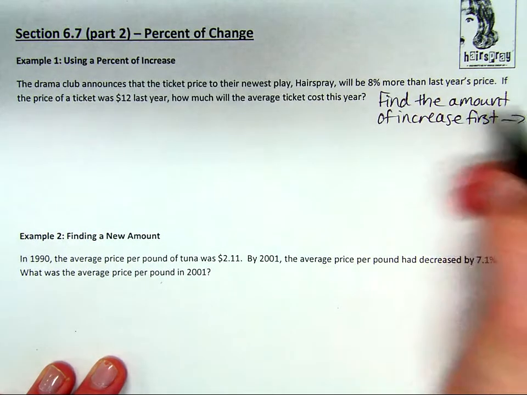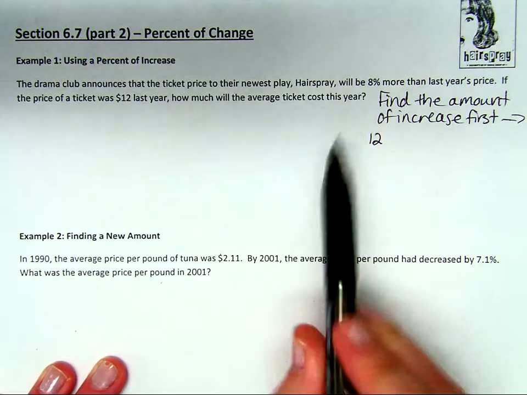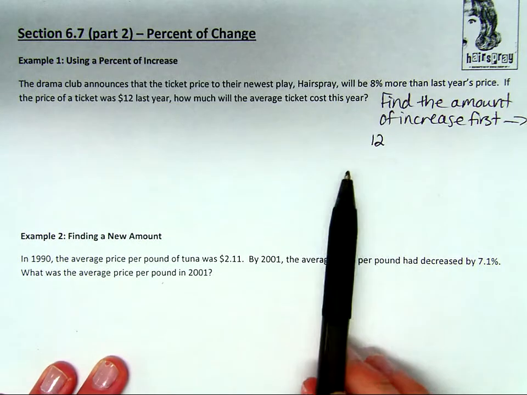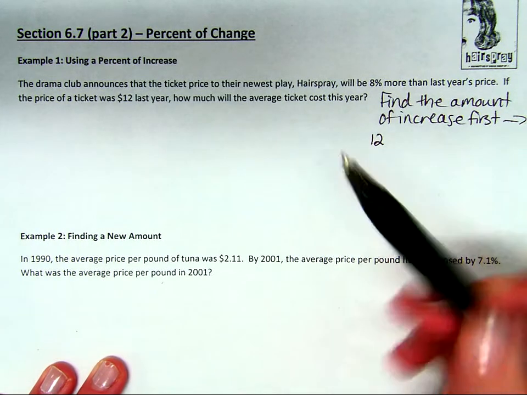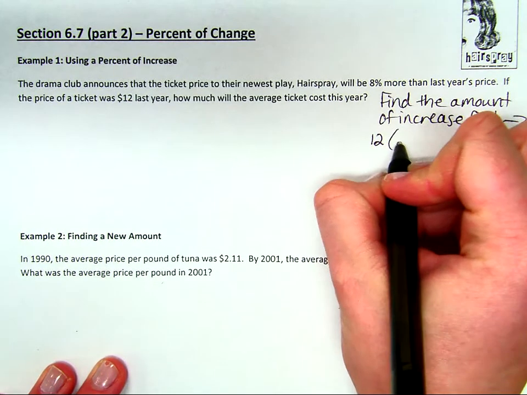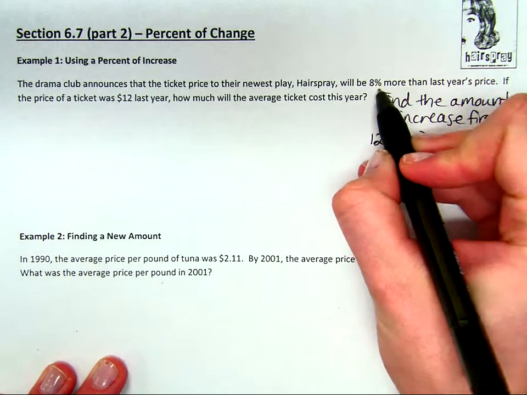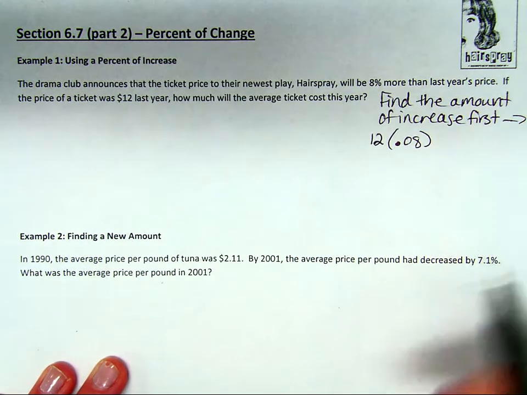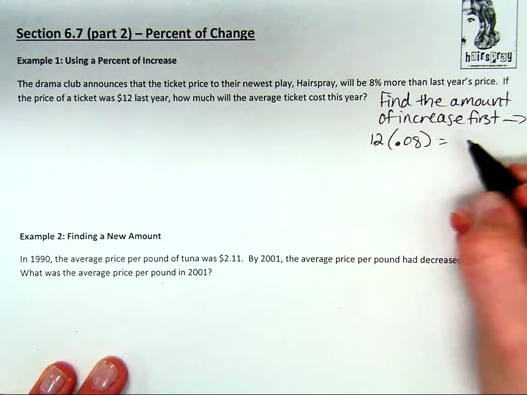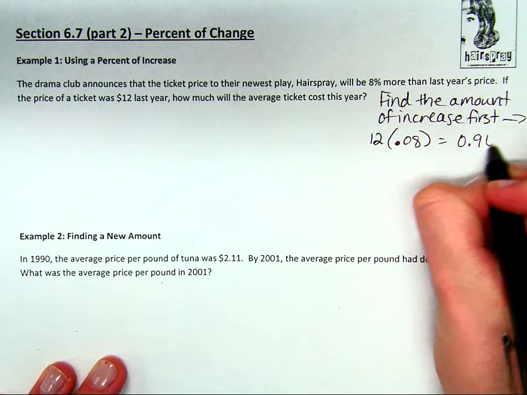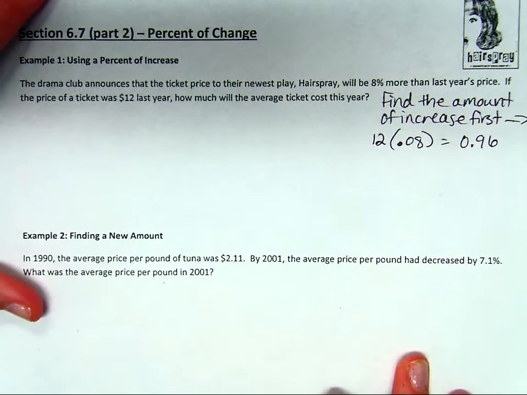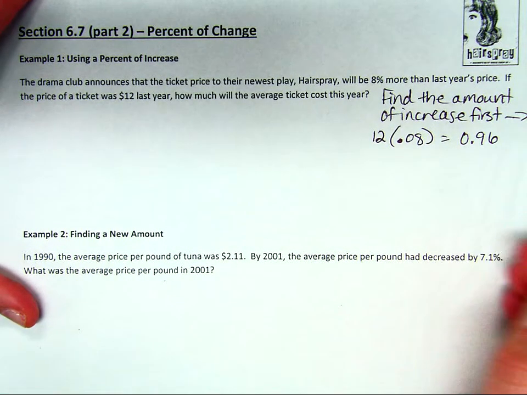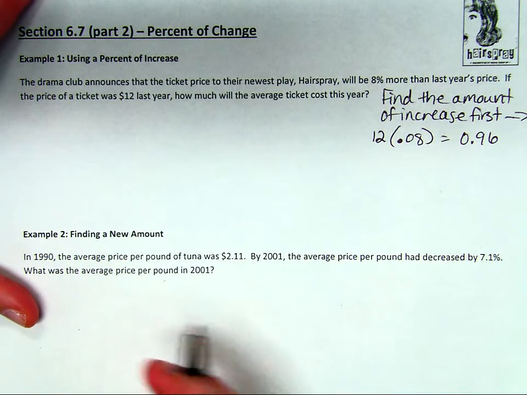So we have to take 12. We're trying to find 8% of 12. Of means multiply. So I'm going to take 12, multiply it by 8%, which is 0.08. Remember, we scooched the decimal 2 places to the left to switch a percent to a decimal. If I type that in on a calculator, I get 0.96. So I'm going to take this 96 cents and add it on to last year's price, and that's going to give me my new price.